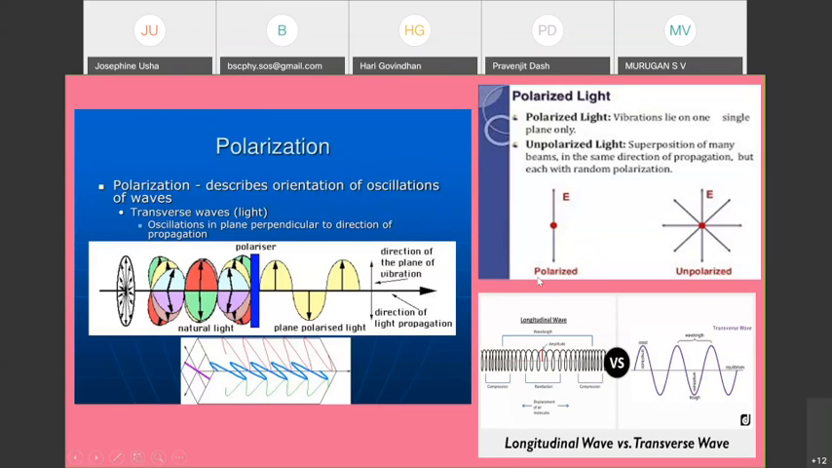One more thing, I already told you that light is a transverse wave. It has both electric and magnetic fields, which are perpendicular to each other as well as perpendicular to the propagation of the wave. Only transverse waves can be polarized. Longitudinal waves, for example sound waves, give compression and rarefaction, so longitudinal waves cannot be polarized. Just know this: only transverse waves can be polarized.